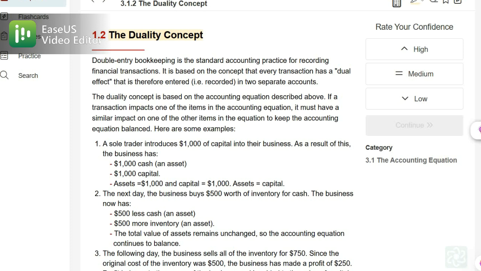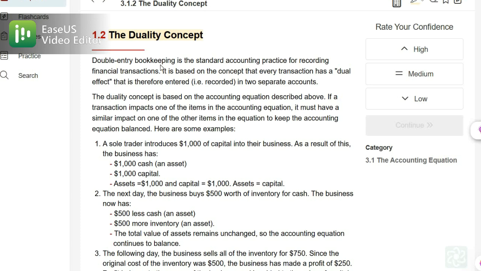Then when a business sells goods for profit, you are getting cash, so cash, which is an asset, increases, and inventory, which is also an asset, decreases because you are selling the goods, and your profit will increase. It means that profit increases your capital. In each case, two effects are recorded, and that is why it's called double entry bookkeeping. It means that every debit has a credit, every transaction touches at least two accounts, and the accounting equation must always balance.